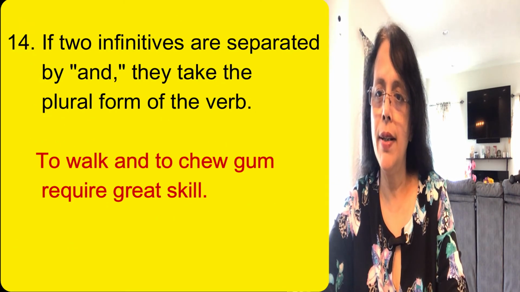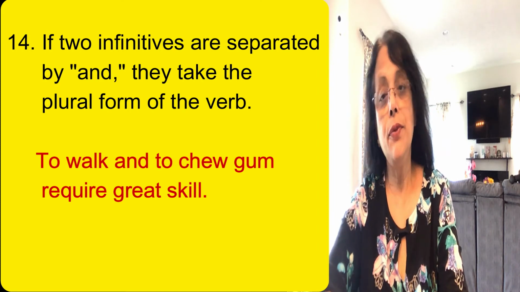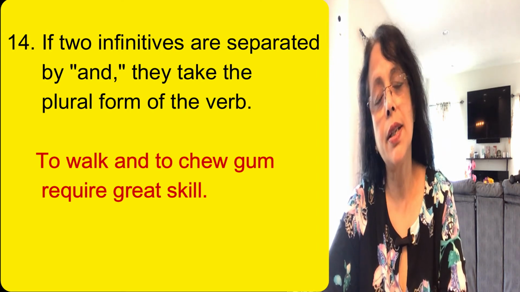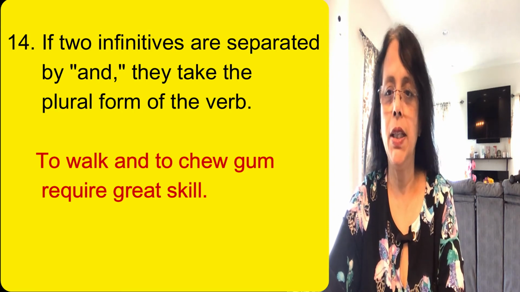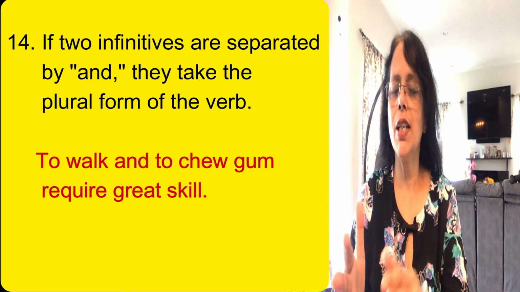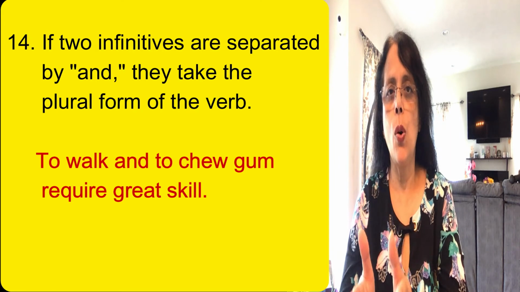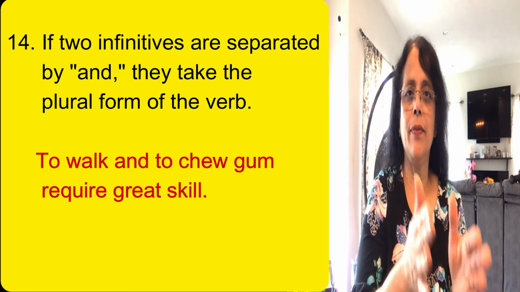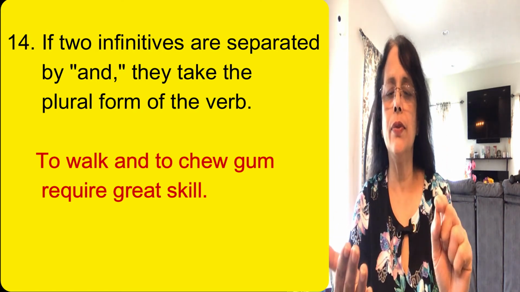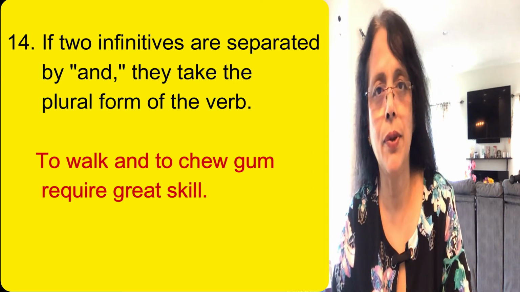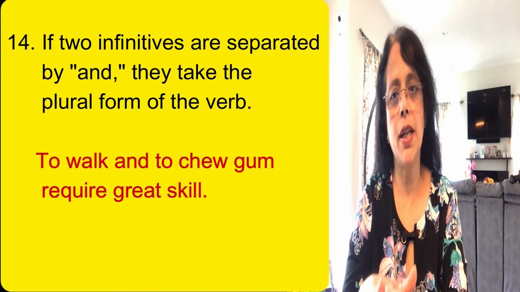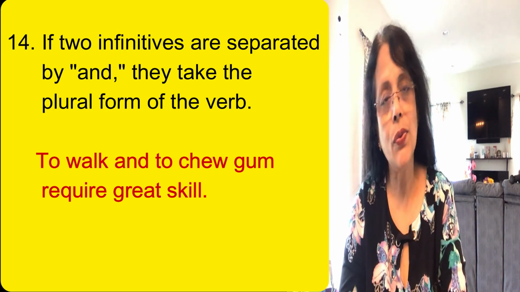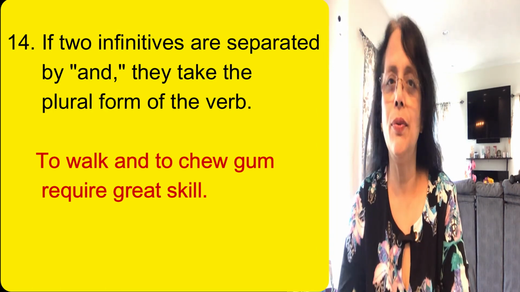Next rule, and that is the 14th one. If two infinitives are separated by and, they take the plural form of the verb. Now, what are the infinitives? Which are the infinitive forms of the verb? To walk, to run, to play. When we are using to before the verb, that's called the infinitive form. So, if two infinitive forms are used and they are separated by and, then which form of the verb do they take? They take plural form of the verb.